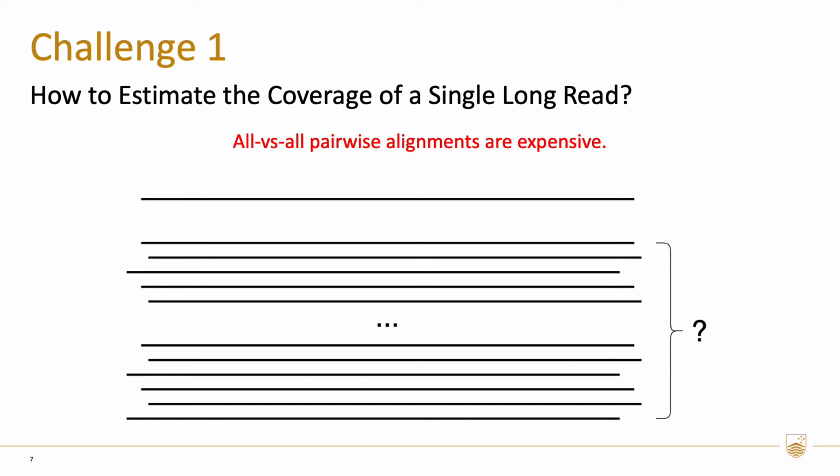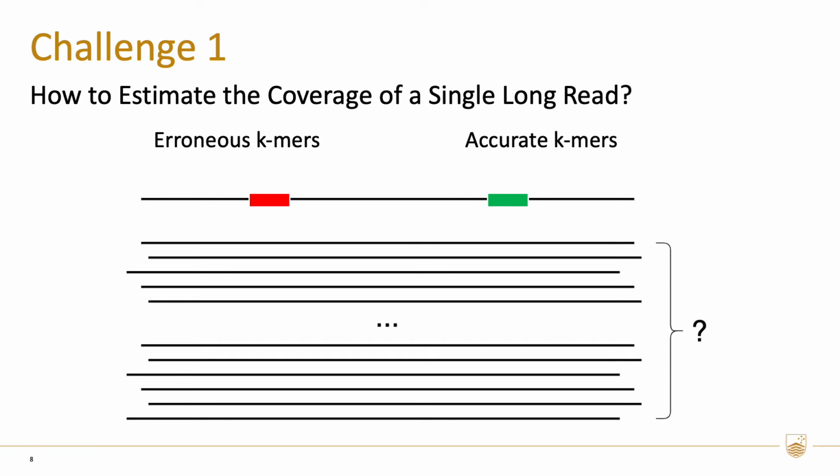This brings us to our first challenge of computing coverage for long reads. Naively, we can do all versus all alignment. That's millions of alignments, which can take time and resources. So, how can we estimate coverage without having to do all versus all alignment? If we consider a read and its kmers, we have accurate kmers and we have erroneous kmers.